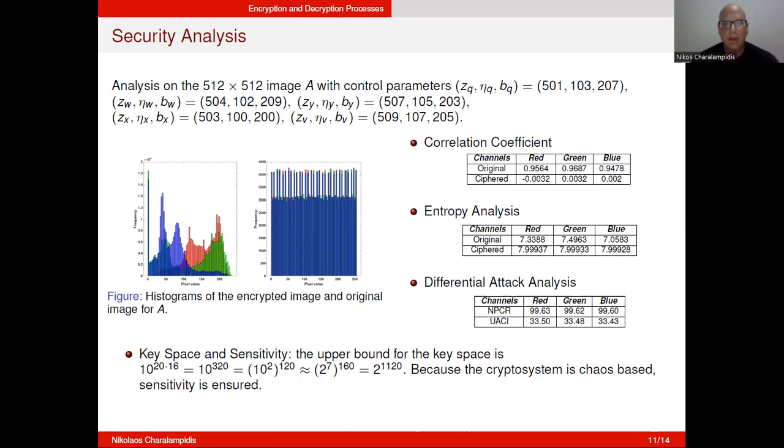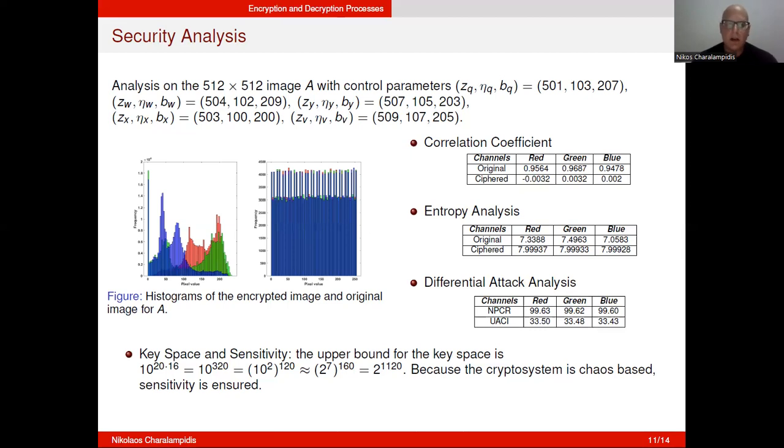The correlation coefficient for neighboring pixels in an encrypted image should be close to 0, indicating that their values are uncorrelated. And as you can see, for each individual channel, red, green, and blue, in their original form they have high correlation, while in their ciphered, encrypted form, they are very close to 0.